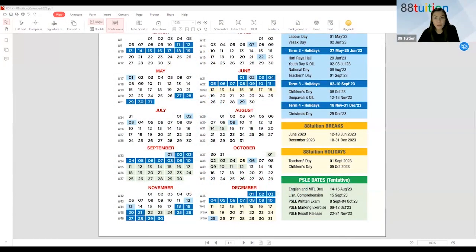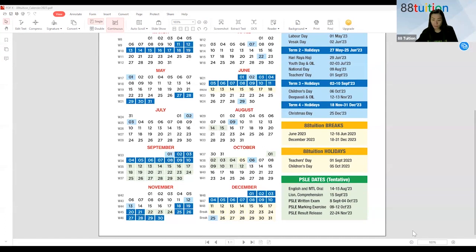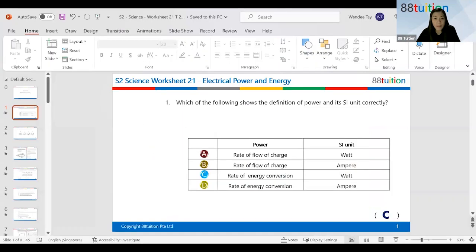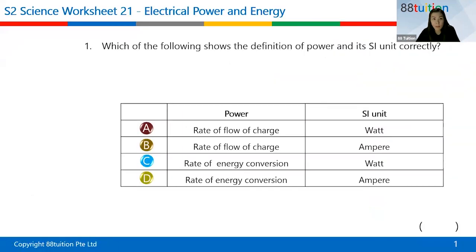All right, so let's come back to the tutorial. Now, if you look at the first question, which of the following shows the definition of power and the SI unit correctly?